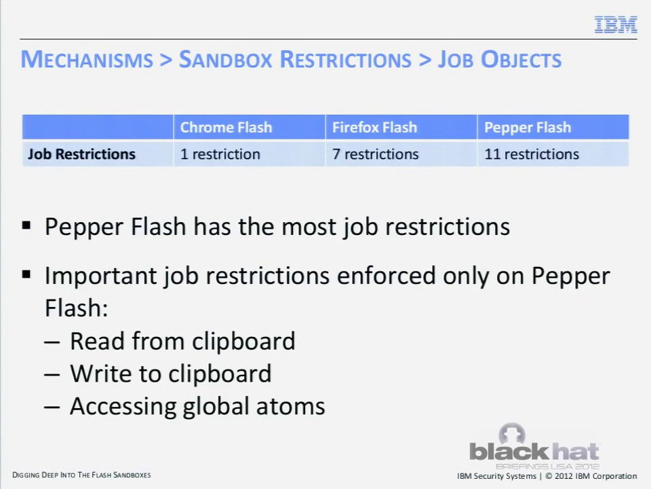For job restrictions, Flash has the most job restrictions. Chrome Flash has the least. An important job restriction only found on Flash is the restriction on access to the clipboard and global atoms. This is important because the clipboard and global atoms are potential vectors for sandbox escape and information disclosure.